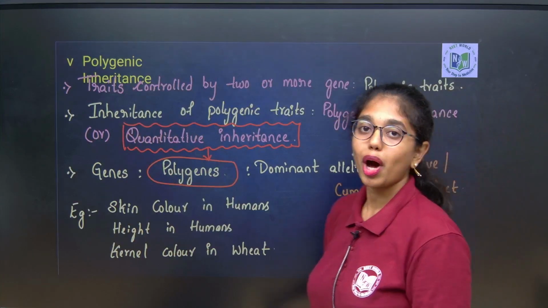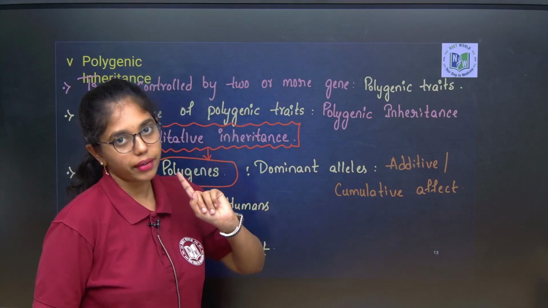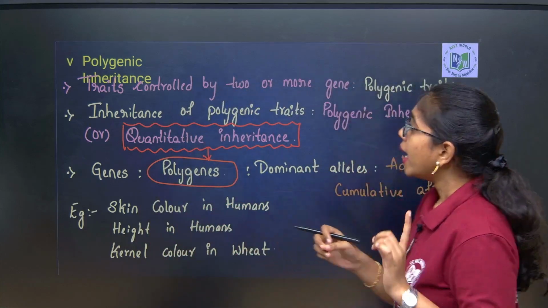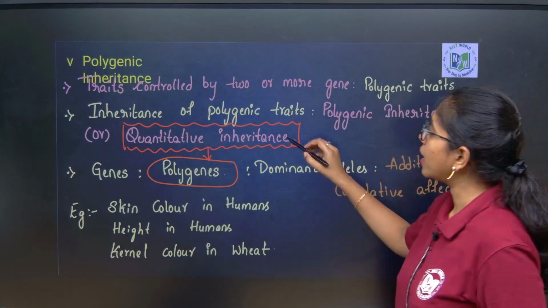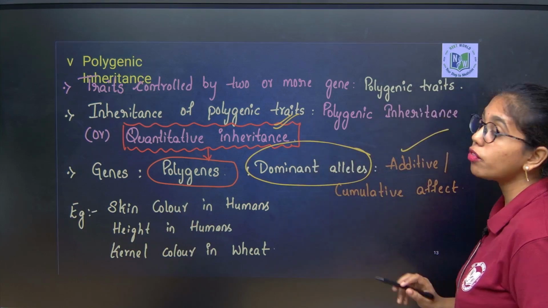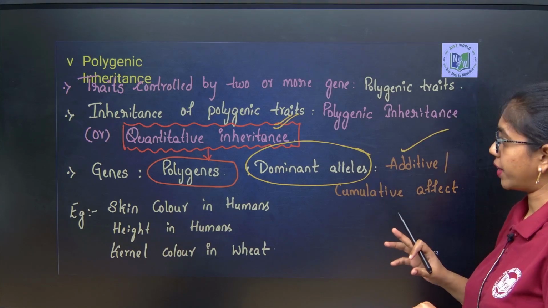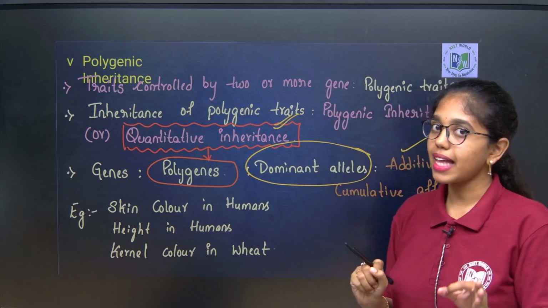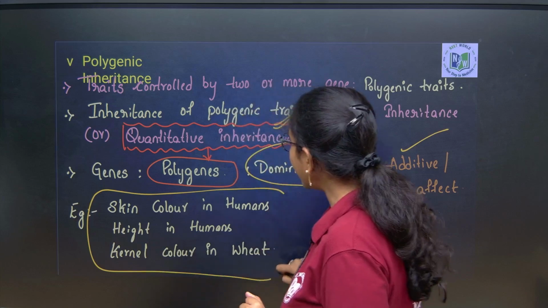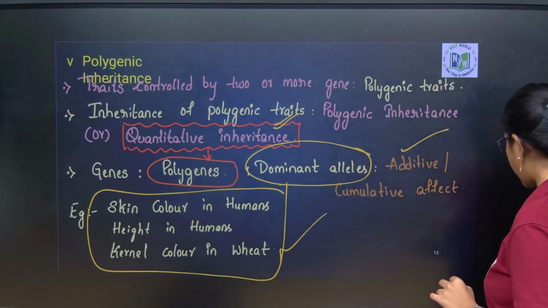Now, when it comes to polygenic inheritance, what is polygenic inheritance? Many genes are controlling one trait. That is polygenic inheritance. Polygenic inheritance is otherwise called quantitative inheritance, because dominant alleles show an additive or cumulative effect. The best examples you have to remember are skin color in humans, height in humans, and kernel color in wheat.